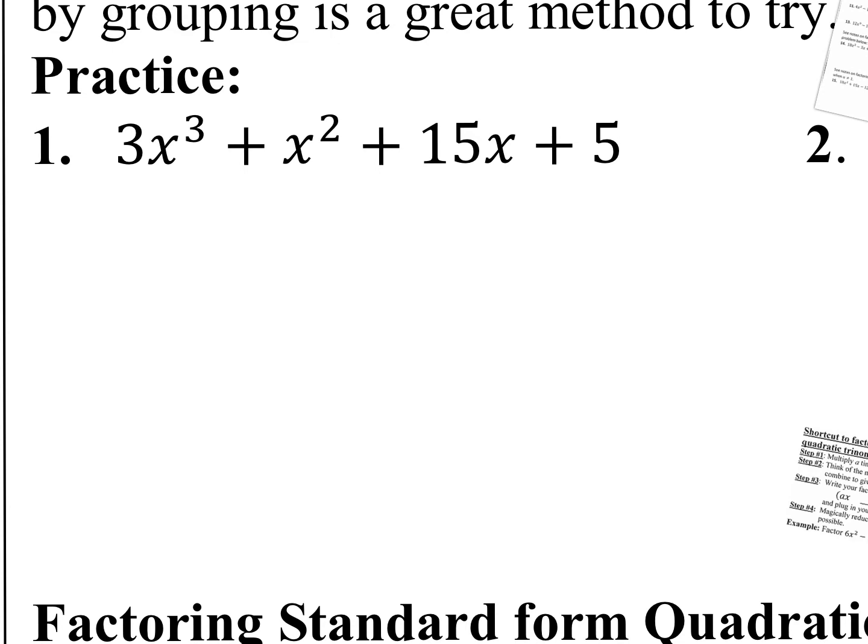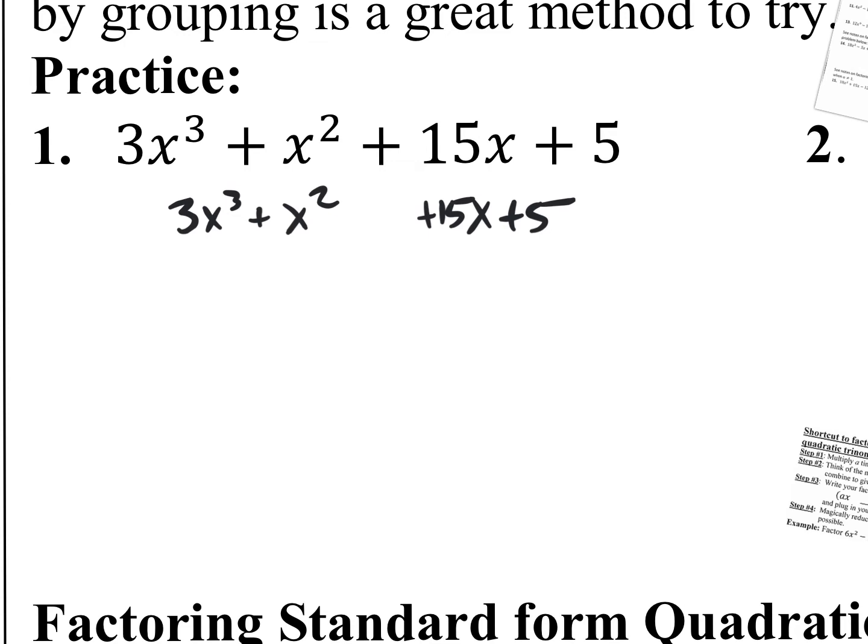Step 1 is to separate it into 2 groups. That's why it's called factoring by grouping. On number 1, write 3x to the 3rd plus x squared, leave a space, and then plus 15x plus 5. So I have 2 groups: first 2 terms, second 2 terms.